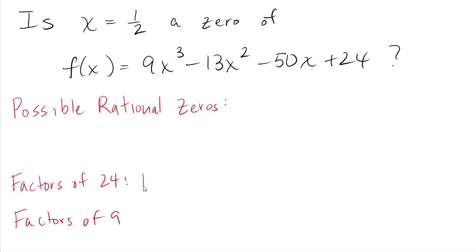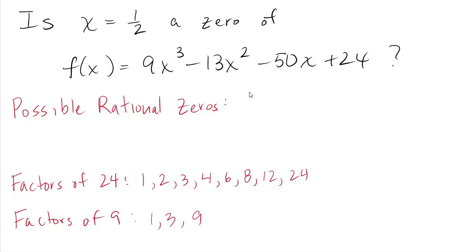The factors of 24 are 1, 2, 3, 4, 6, 8, 12, and 24. Those are all of the numbers that divide evenly into 24. The factors of 9 are 1, 3, and 9. The possible rational zeros are all of the fractions that we can make, positive or negative, using the numbers in the first list for our numerator, because the numerator has to divide into the constant term, and using denominators that come from the second list. The denominator has to divide into the leading coefficient.